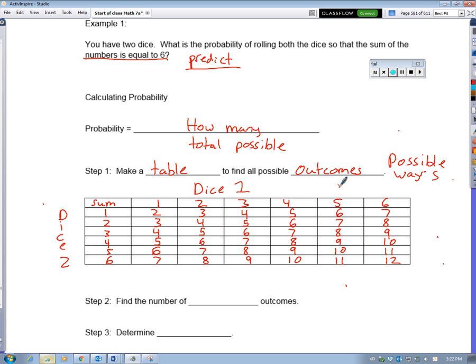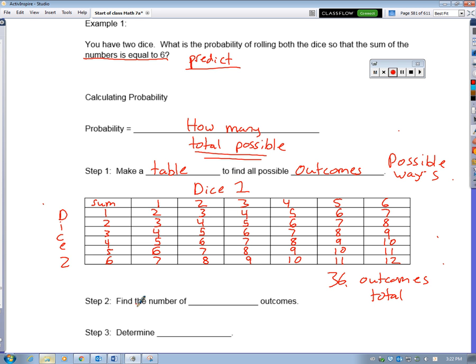Okay, so the number of outcomes, the total possible, that's what we're looking for. If you count up each one of these boxes, you get 36 outcomes total. Okay, that's all the different options we could get if we roll the two dice. We could have 36 possible outcomes. So that's going to be our total possible.